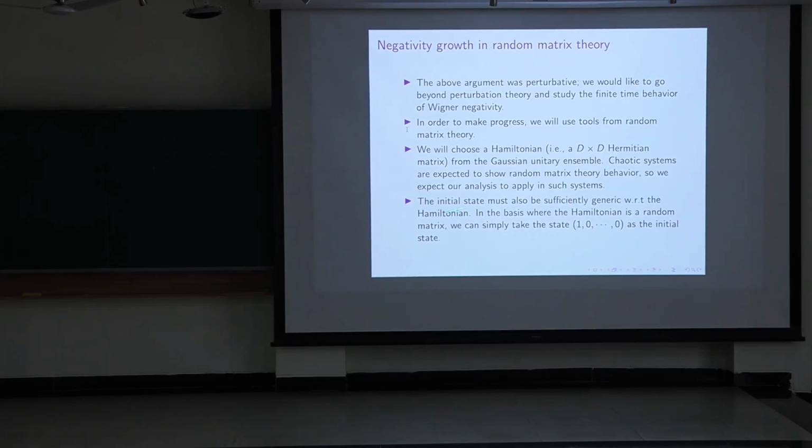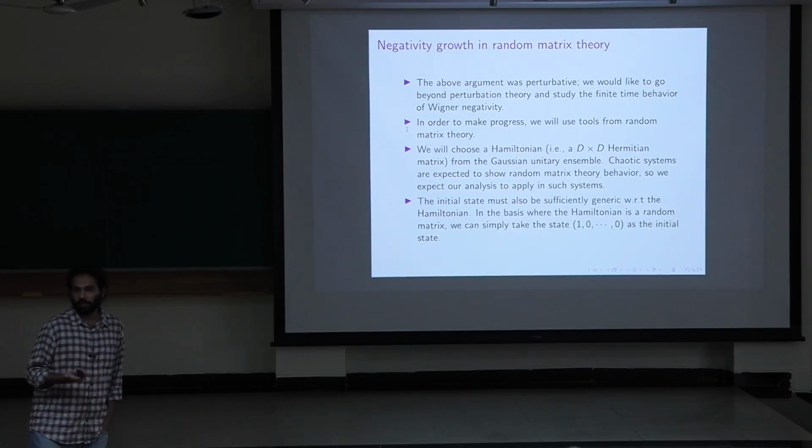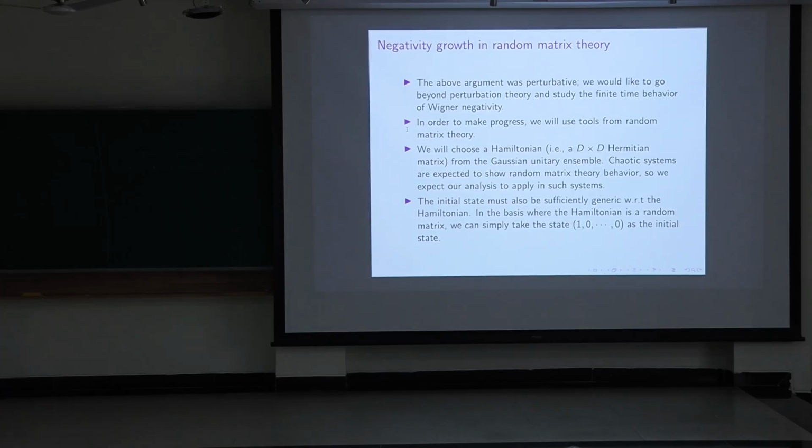As I was just saying, the initial state must also be sufficiently generic with respect to the Hamiltonian. So for instance, in the basis where the Hamiltonian is a random matrix, you can simply take the initial state to be the first basis vector, the vector (1, 0, 0, 0, 0), because since the Hamiltonian is random in that basis, this vector is generic with respect to the Hamiltonian.